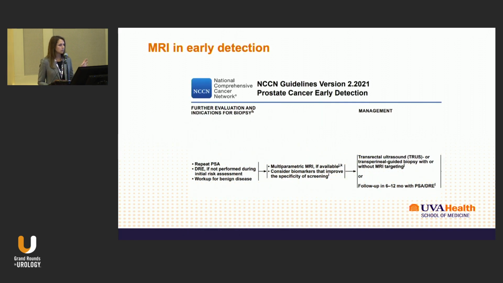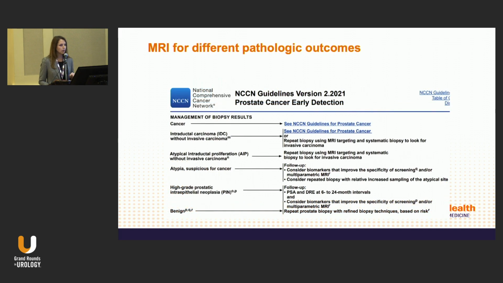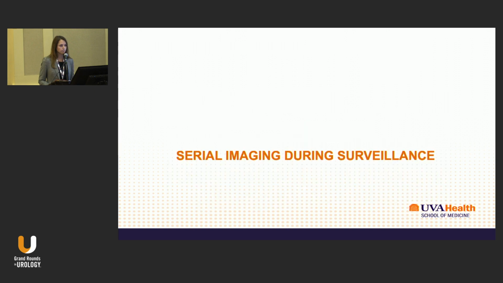So kind of delving down into this, this is an early detection, so recommended again before first biopsy if you have it available. And then recommended based upon a variety of different pathology results ranging from cancer to intraductal, ASAP, high-grade PIN. All of those recommend an MRI before the next biopsy.